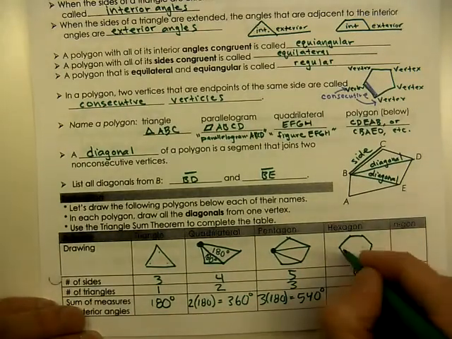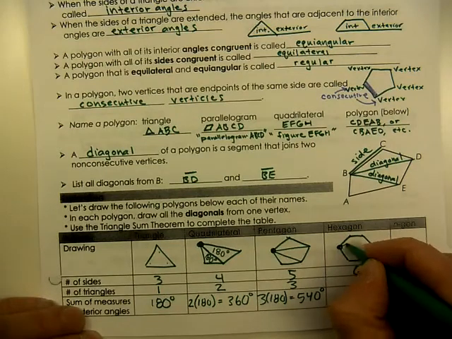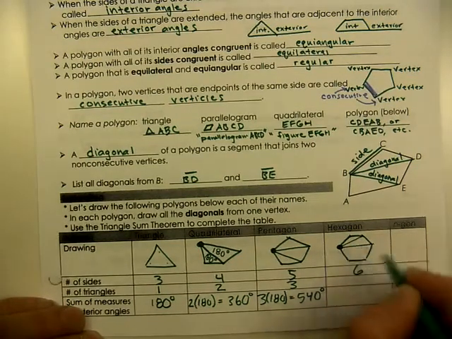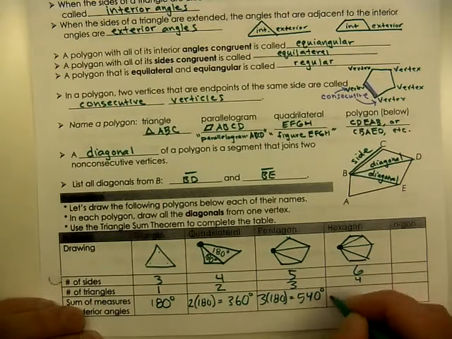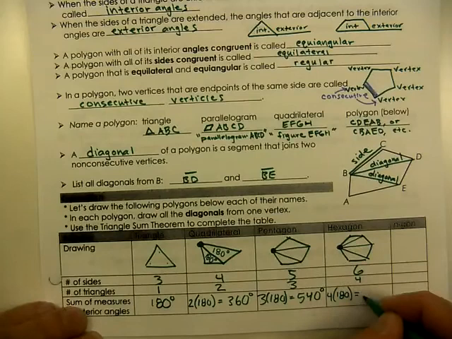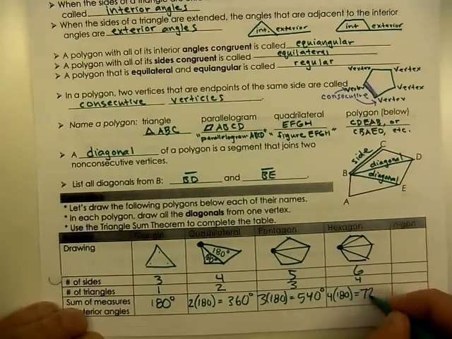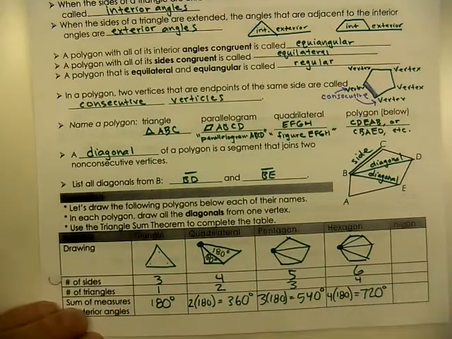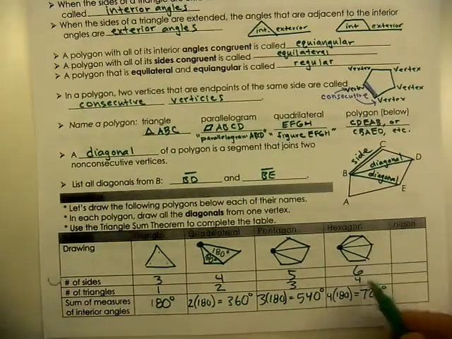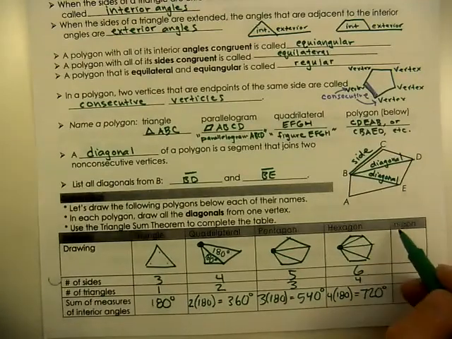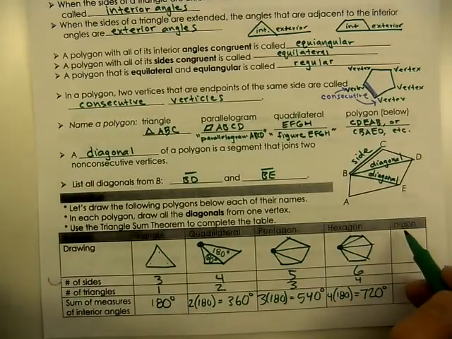Here's our hexagon with 6 sides. I'll pick a vertex, draw some diagonals, and we get a total of 1, 2, 3, 4 triangles on the inside. So 4 triangles times 180 degrees apiece means the total is 720. Now there's a pattern here in the numbers, and what we're trying to do is get to this point here. How do we calculate the total amount of degrees for any polygon?